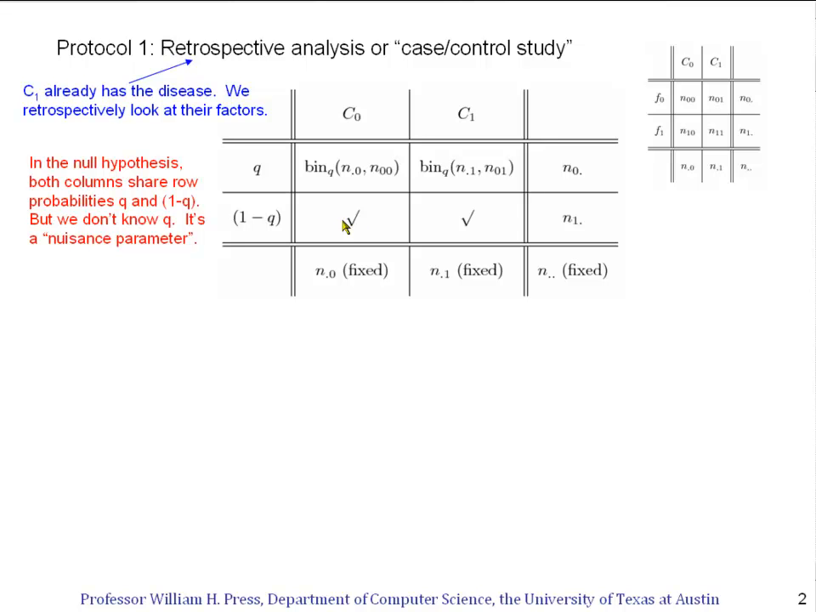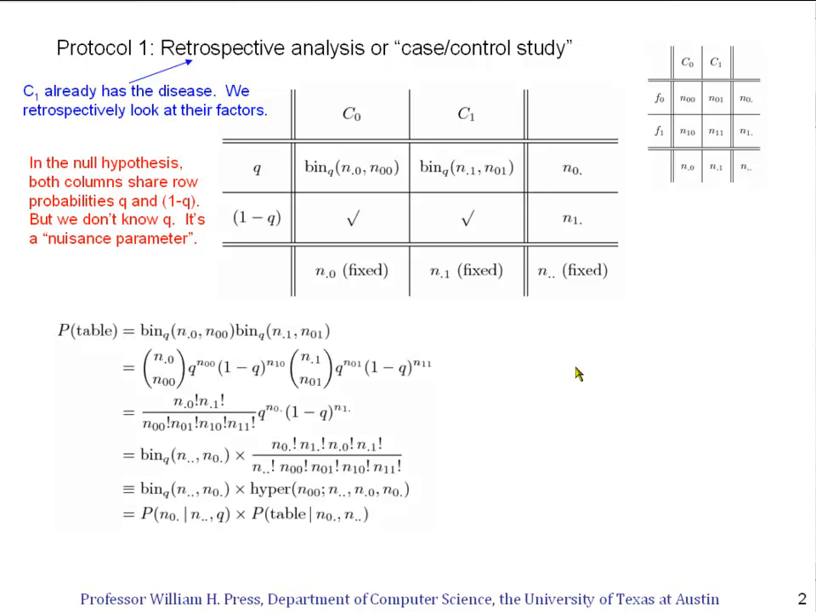But we still haven't determined what happens in the second column here, in column C1. Here, the marginal n.1 is fixed. The probability Q is fixed, even if we don't know what it is. And so we simply make n.1 draws with probability Q, and there's a certain binomial probability of getting the actual observed number, the n01 here. And then once again, since we know the marginal, we know the value here. So the probability of this table under the null hypothesis is simply the product of these two independent binomial probabilities.